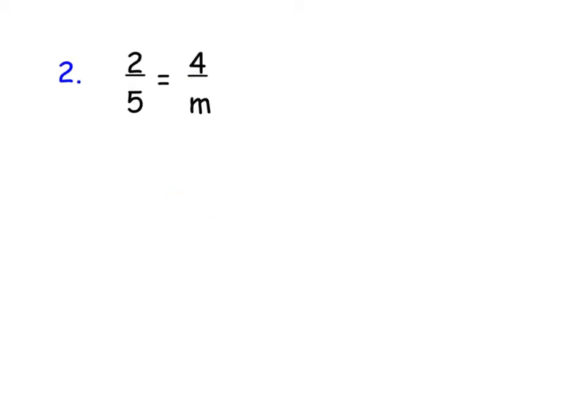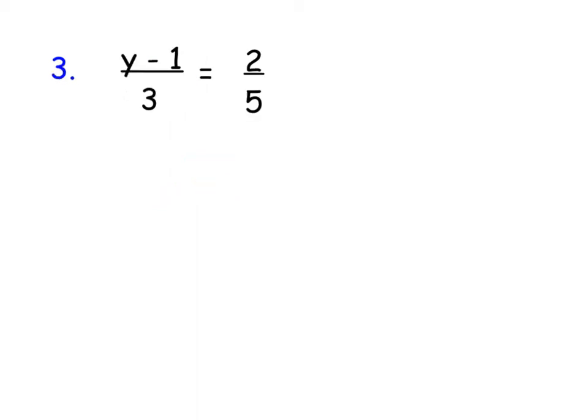Next one. This time our unknown is on the denominator, so we're still going to use the process of cross multiplying. I'm going to do this one first because that's where the unknown is with the m. So 2 times m would give you 2m. 5 times 4 would give us 20. 2 times what is 20? 20 divided by 2 is 10, so m is 10. And these are classed as nice basic ones. Let's look at some trickier ones.